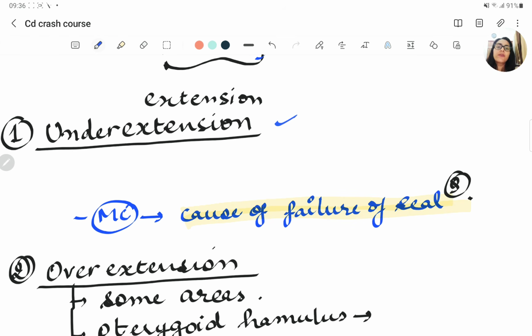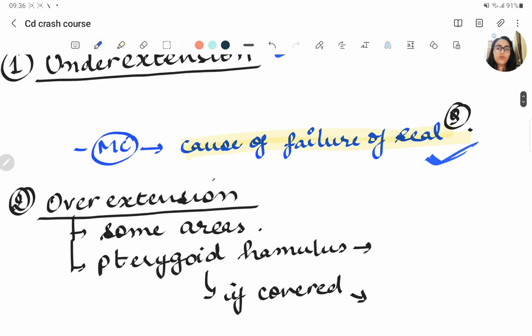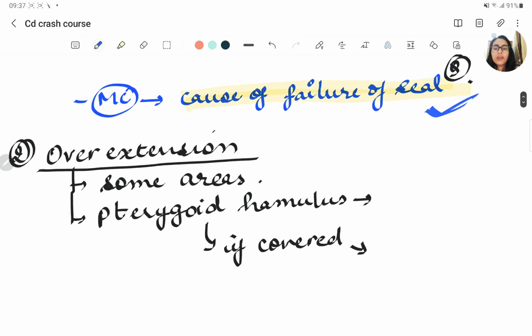So what happens when the patient is gagging while taking a PPS? Sometimes when the patient is gagging, you are not able to go more posteriorly. That is why you made it under extension. The most common cause is the failure of seal. So what happens when there is an under extension? There will be lack of retention. So failure of seal of the denture is what you see.